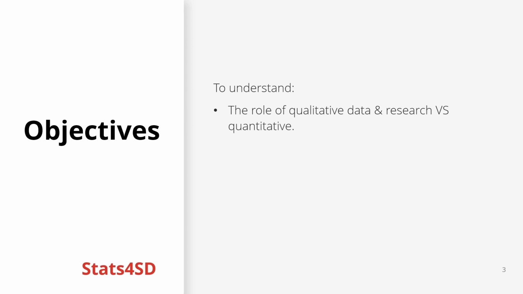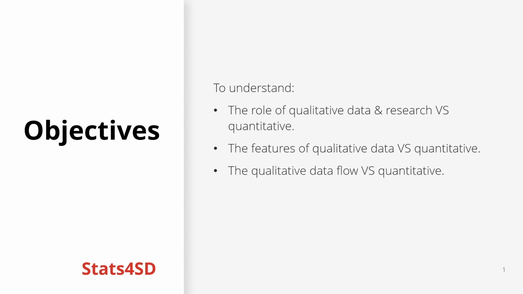In this session, we will aim to cover 3 main objectives. Understanding the role of qualitative data and qualitative research, also in comparison to quantitative research and data. Learning what the features of qualitative data are and compare them with those of quantitative data, and understanding the nature of the data flow in qualitative research and how it differs from quantitative research.